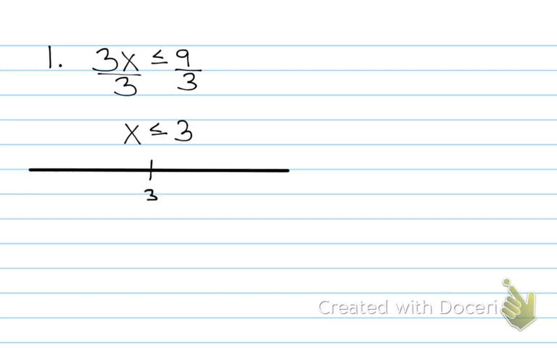3 numbers on my number line. What is 1 less than 3? 2. What's 1 more than 3? 4. And open or closed dot? Closed. And arrow going left or right? Okay.